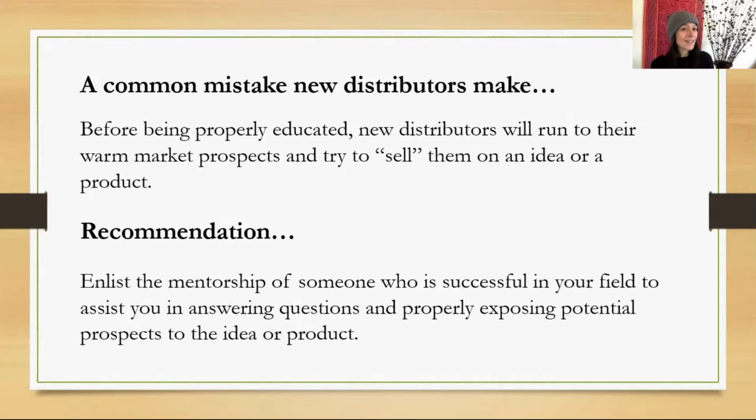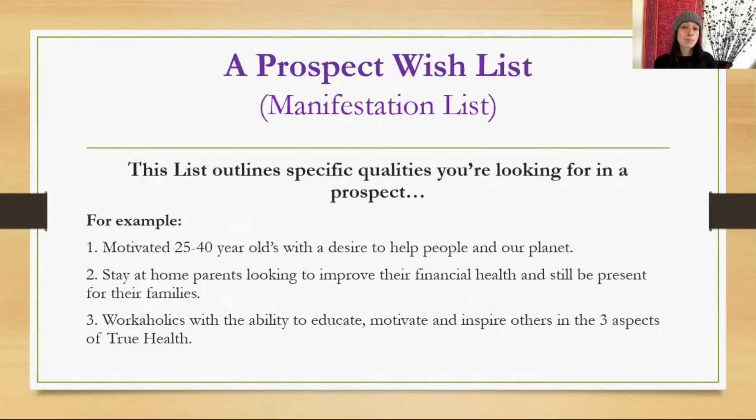You know, let's treat it like it's fun, because creating a list is really fun. A prospect wish list. So this is called a manifestation list. And this list outlines specific qualities that we're looking for in a prospect or a client. For example, I'm looking for motivated 25 to 40-year-olds.